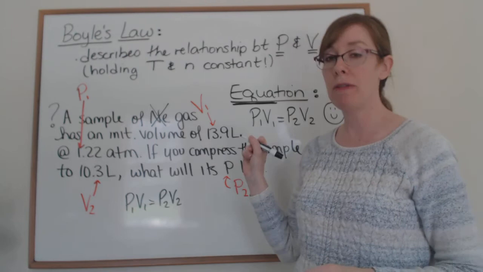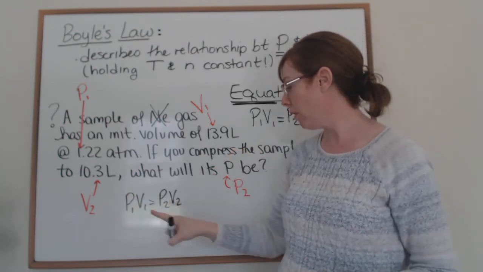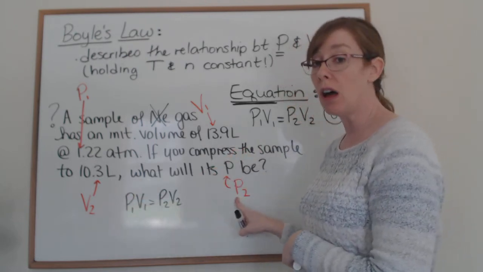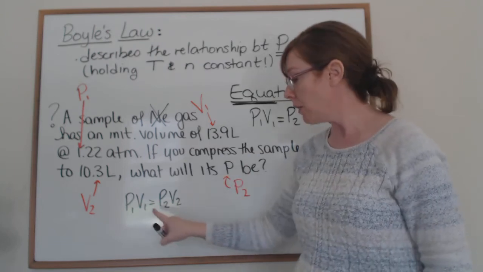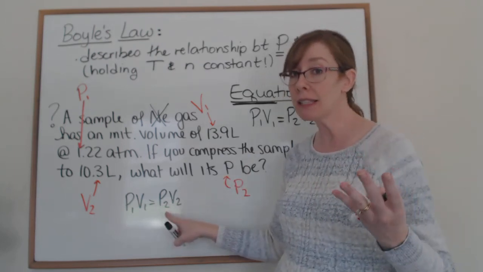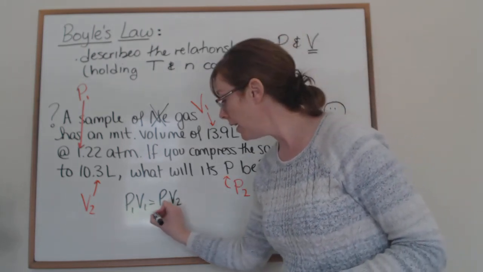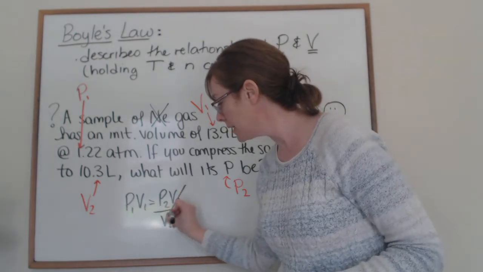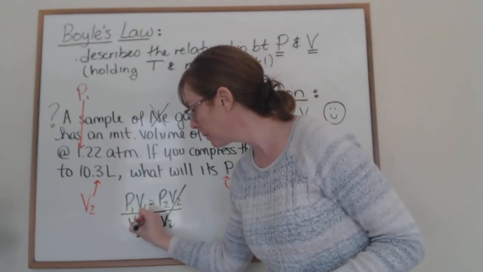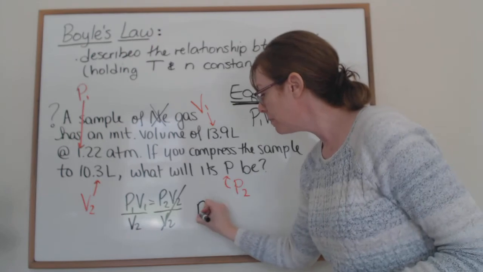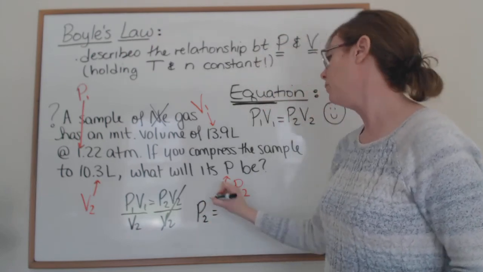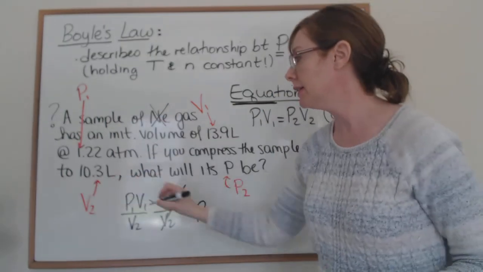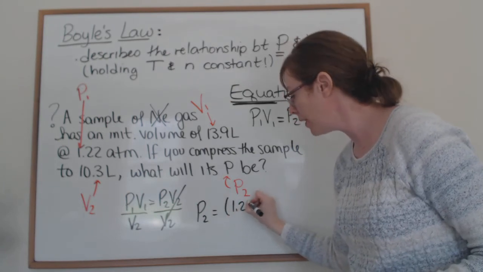And immediately, even before you start plugging numbers in, rearrange to solve for who you're solving for. You need P2, so I need to make P2 by himself, or isolate him. V2 is in the way, and I can get rid of that by dividing both sides by V2. Therefore, P2 is going to equal P1, which is the 1.22 atmospheres.